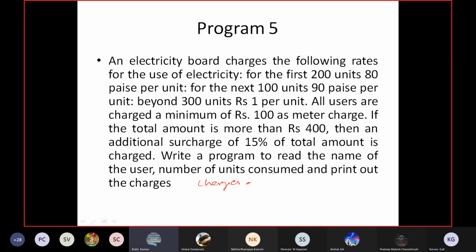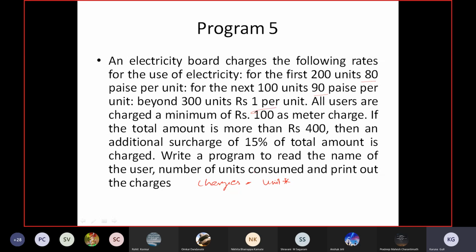Multiplying per unit with the total units. So I'll read the units. Okay, I'll read the units. So that I'll be multiplying with whatever charges I am supposed to pay there. Correct, no? So charge per unit. 80 paisa or 90 paisa or 1 rupee.